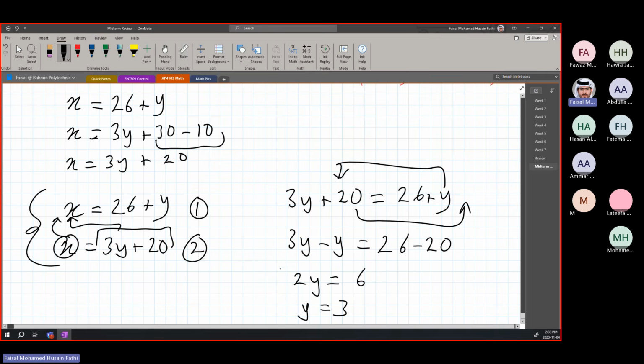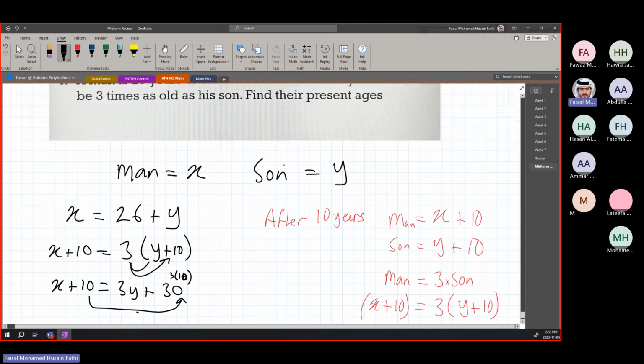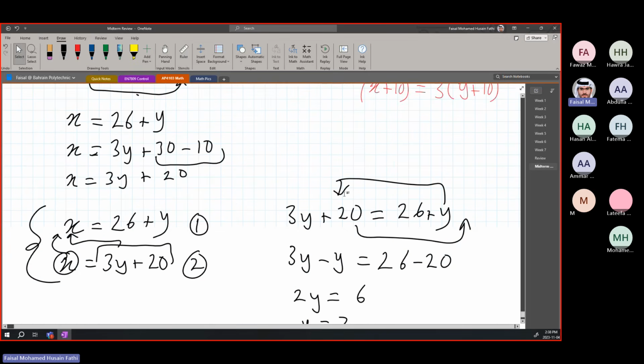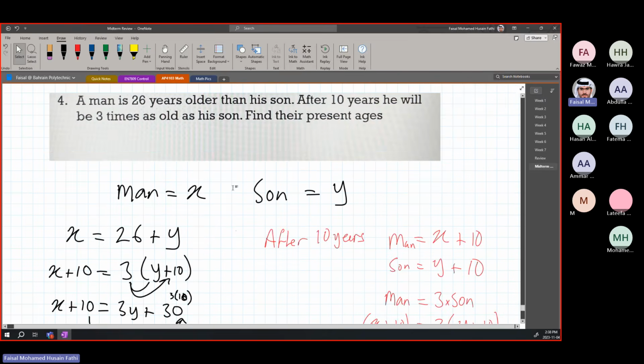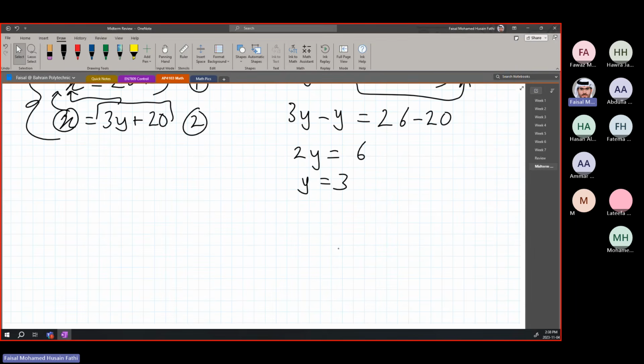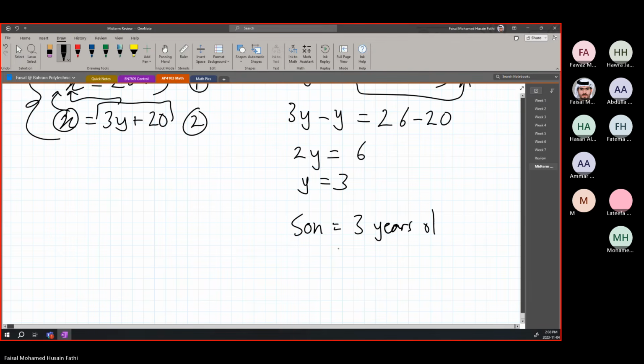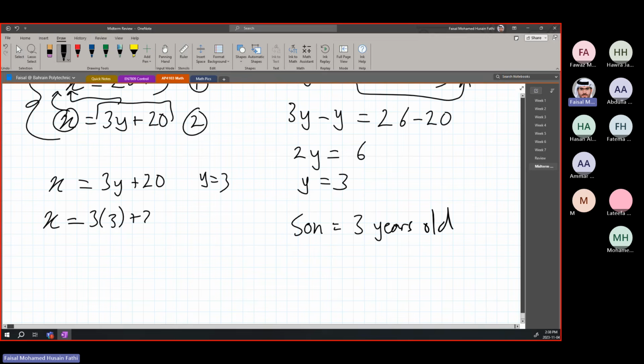Then to get x we have to substitute back. But what does y represent again? The son is equal to y, so you have to make sure you remember that. That's why the first step you write is man equal to x and son equal to y, so that when you're solving you don't get lost. So the son is 3 years old. Then we substitute into any of the equations. For example x equal to 3y plus 20, we substitute y equal 3 to get x. So x is equal to 3 times 3 plus 20, x is equal to 9 plus 20, x is equal to 29. So the man is 29 years old.